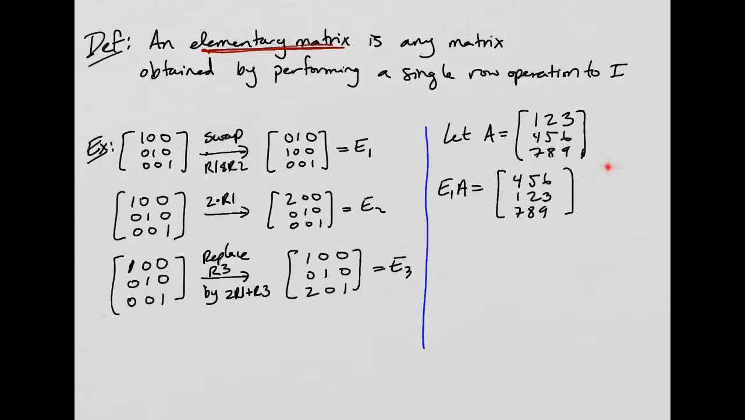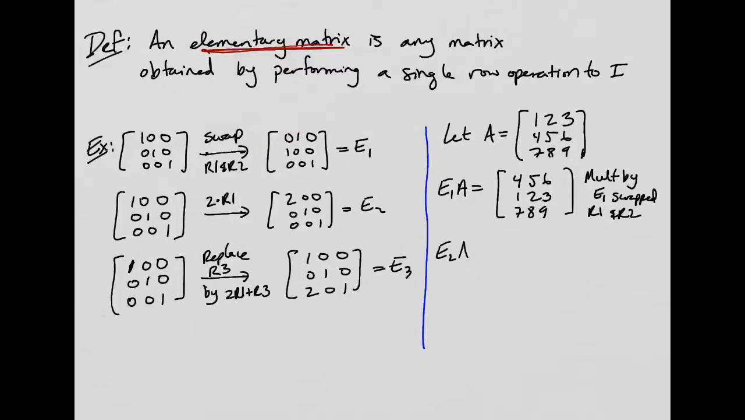And if I look at the original matrix, all I ended up doing was swapping the first two rows. And that's really interesting because E1, this elementary matrix, was obtained by swapping the first two rows of the identity. So multiplication by E1 swapped R1 and R2. And again, that's exactly how E1 was obtained.